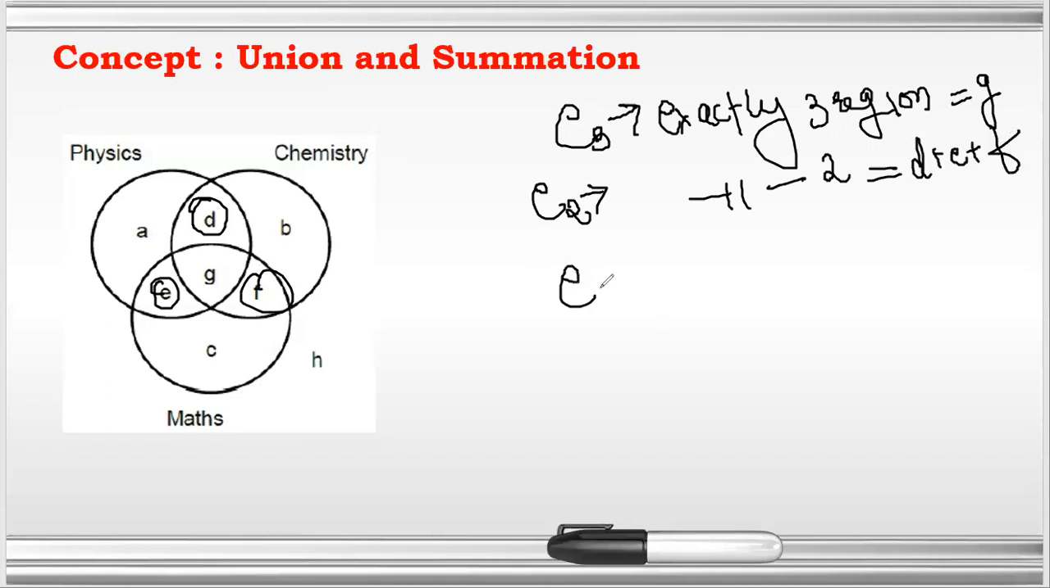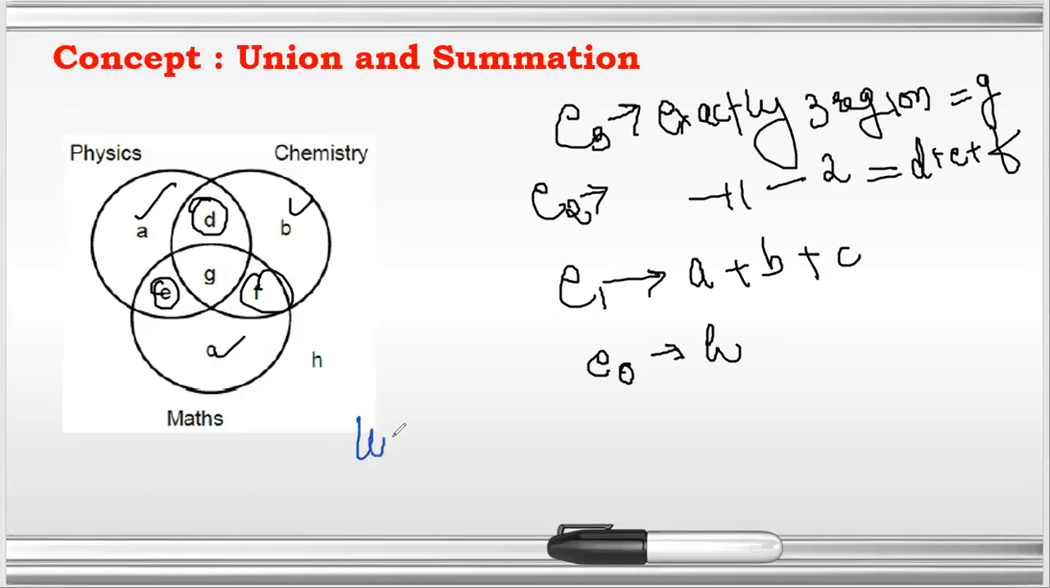What will be E1? E1 will be exactly one. So exactly ones are a, b and c. So E1 is a plus b plus c. And obviously E0 will be the outside part, that is h. So this is just a nomenclature. Now, when I take a union of them, as I said, it will be simply everything added once. So union of this will be E0 plus E1 plus E2 plus E3.